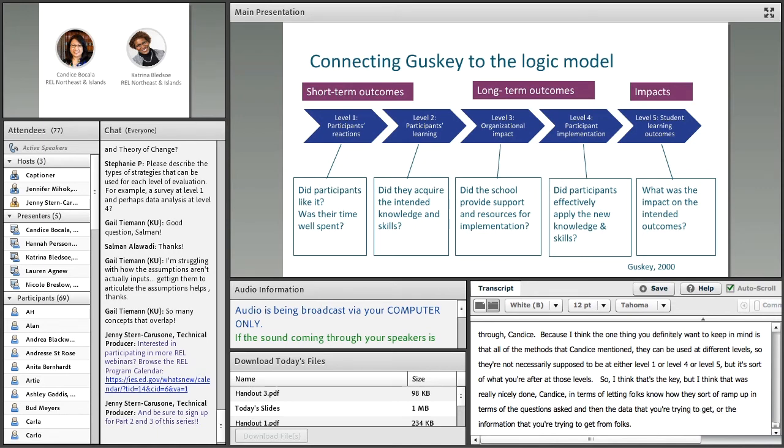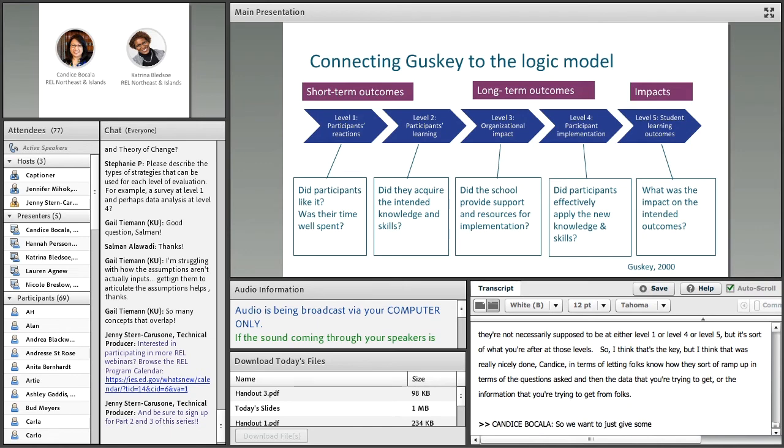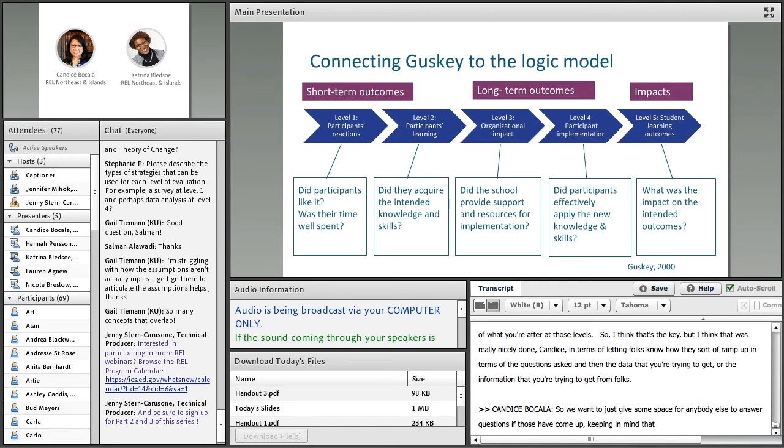But I think that was really nicely done, Candice, in terms of letting folks know how they sort of ramp up in terms of the questions asked and then the data that you're trying to get or the information that you're trying to get from folks.